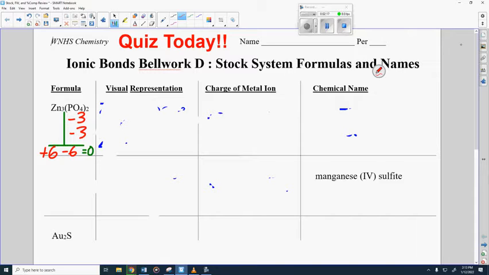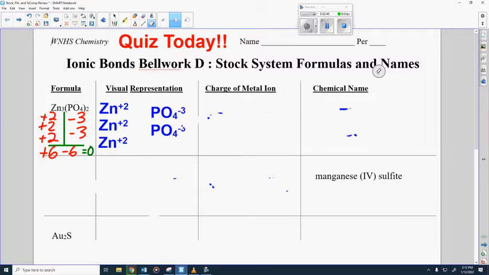So the total charge from all those zincs is +6. That means, since there are 3 of them, that each one must be a +2. So you got a +2, a +2, and a +2. Now, with our visual representation, since we're just drawing out everybody that came to play in terms of ions, we're going to make sure that we write the charges next to all of them. So we have 3 zincs, all with a +2 charge, and a couple of phosphates with that -3 charge. The charge of our metal ion is a +2.